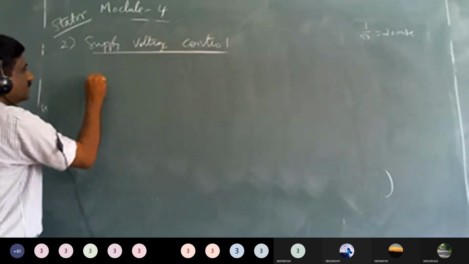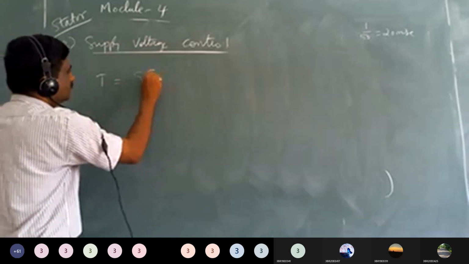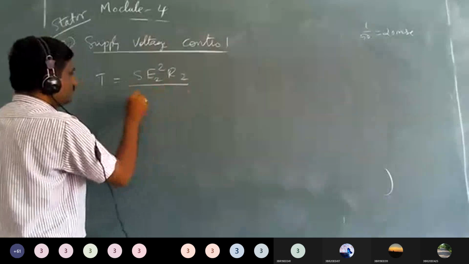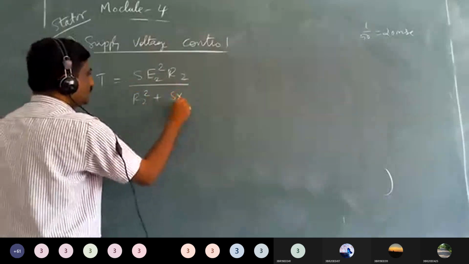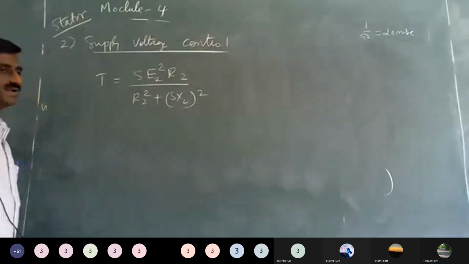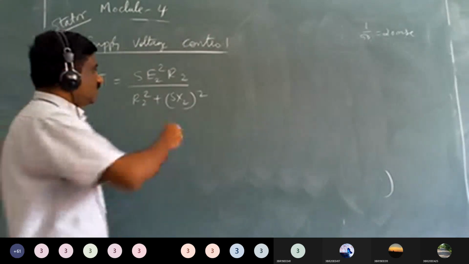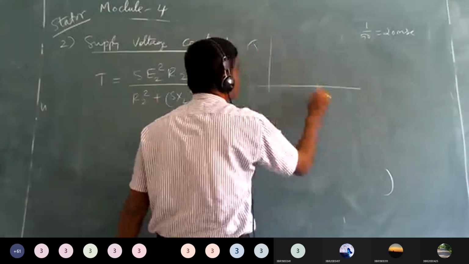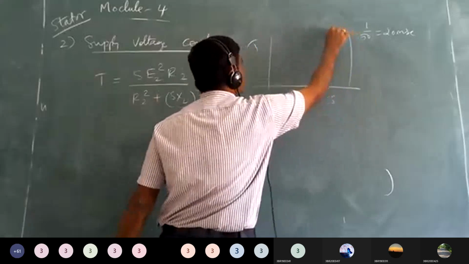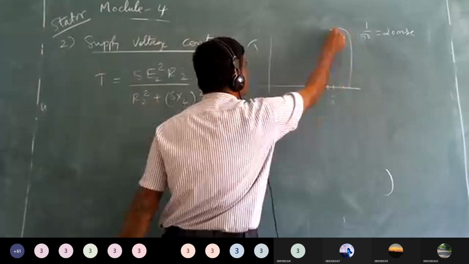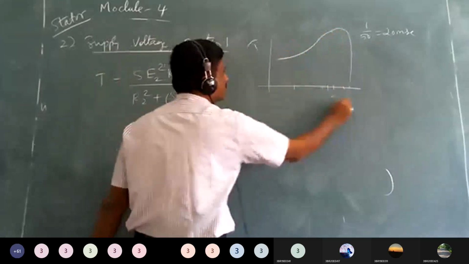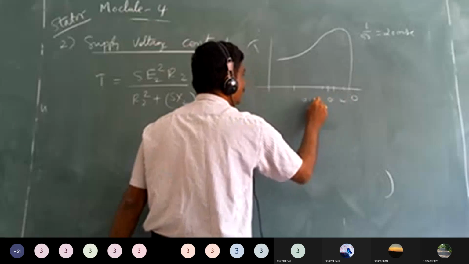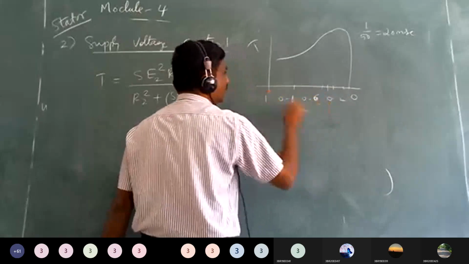So we know the running torque is given by what? S E2 square R2 divided by R2 square plus SX2 whole square. This is the expression for running torque. Here, for the lower slip region, lower operating region, if you draw the torque slip characteristic, this is the lower slip region, and slip is increasing: 0, 0.2, 0.6, 0.8, like this.